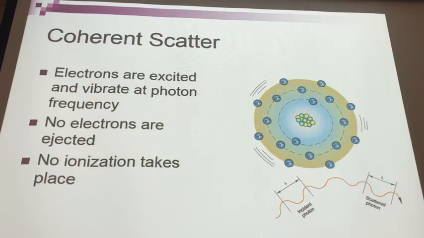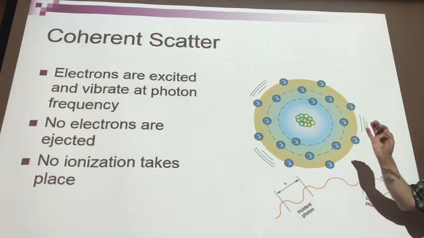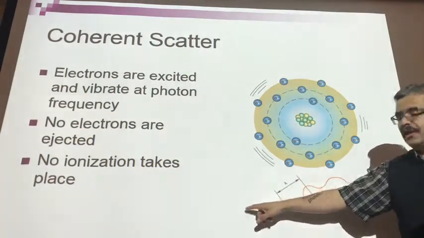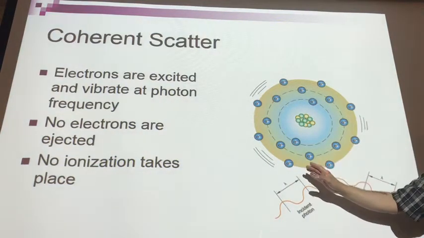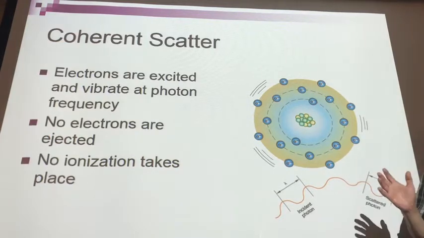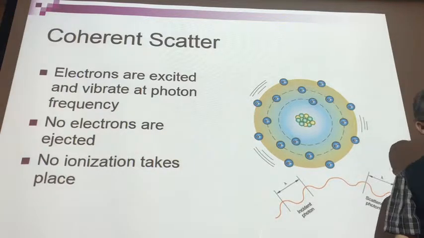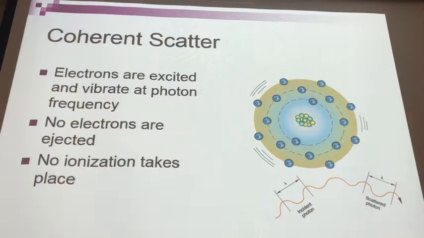The difference between Rayleigh and Thomson is that Rayleigh interacts with the whole atom, and Thomson interacts just with an outer shell electron. There is no increase or decrease in energy of the photon. The atom doesn't gain any energy. All it does is the photon comes in, boom, and it goes out. It doesn't move the electron out of place.